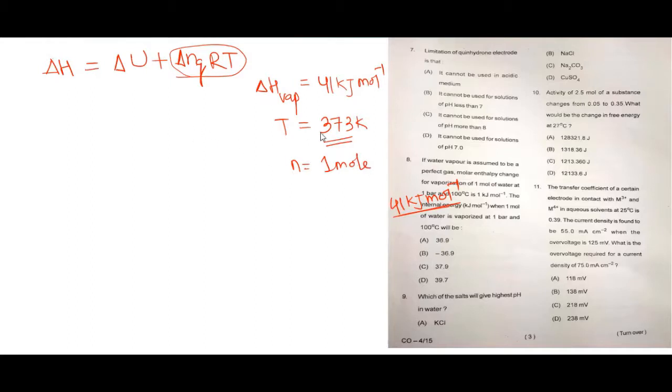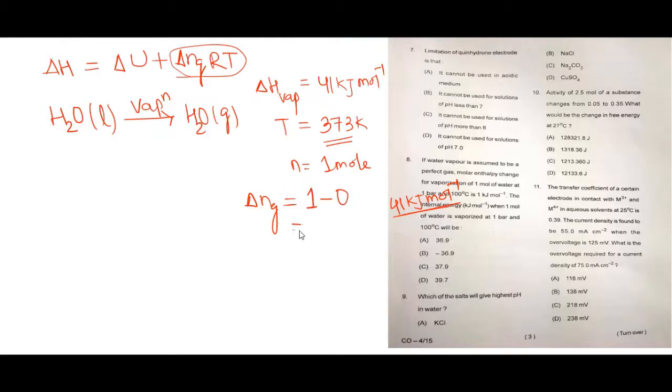Then what will be the equation of this question? When water is in liquid form, water in liquid will vaporize to water in gas. Vaporization. So what will del Ng be? Del Ng always deals with the gaseous molecules only. So the number of moles on the product side, 1 minus 0, is equal to 1. So del Ng is equal to 1. We have all the data.